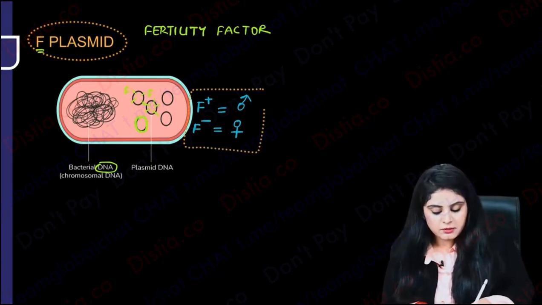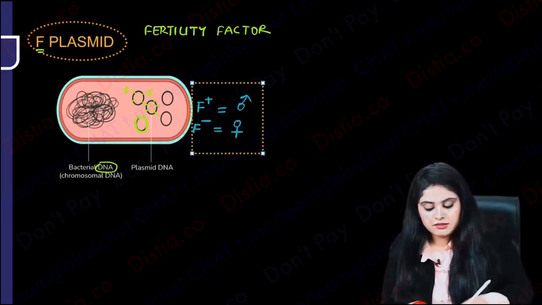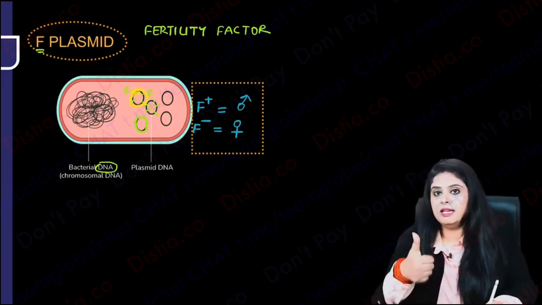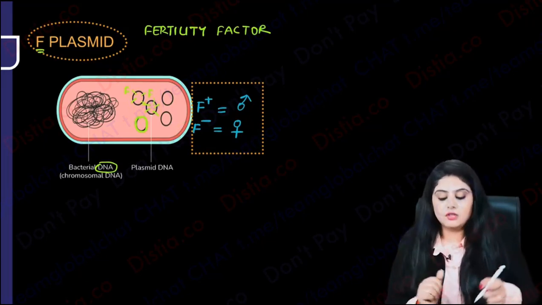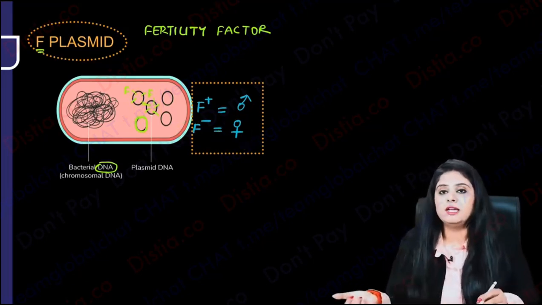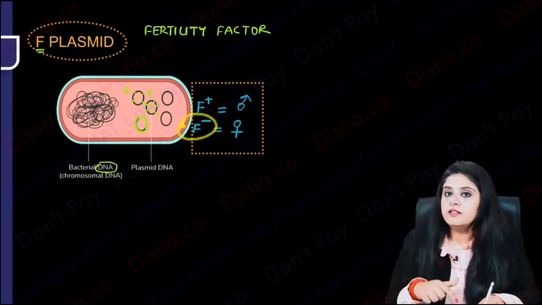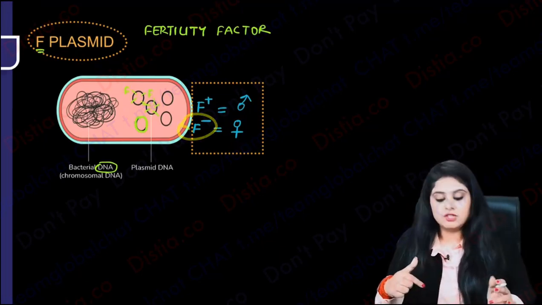Get familiar with the terminology. If you see the presence of a fertility plasmid, it is male. If there is no fertility factor, it is female. So now I'm going to transfer. How can I convert a female into male? How can I convert F negative bacteria to F plus? And that is what we shall study.